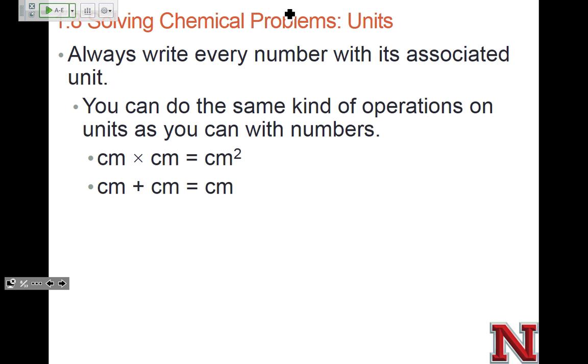The unit's still centimeters. Remember, we can only add and subtract like units, so we can't add 1 meter to 1 centimeter. We have to convert one or the other. If we divide a centimeter by a centimeter, we get 1. We no longer have a unit. And that's how we're going to be using our unit analysis, which we talked about briefly, but now we're going to be applying it more.